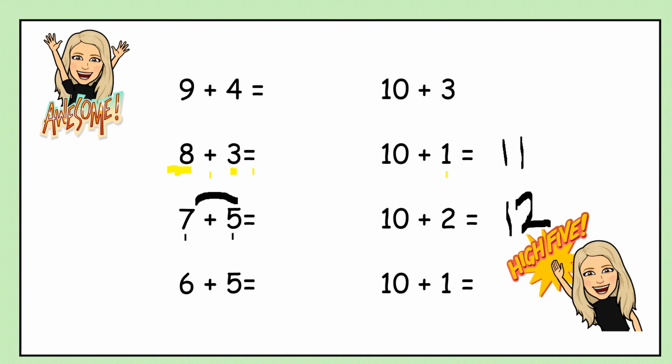Well done. Okay, 6 add 5. I want to make 10. So 6, how many more do I need to make 10? Well done, 4 more. So I need to take 4 from here. So I have 5, take away 4, I'm left with 1. So 6 plus 5 is the same as 10 plus 1, which again is 11.